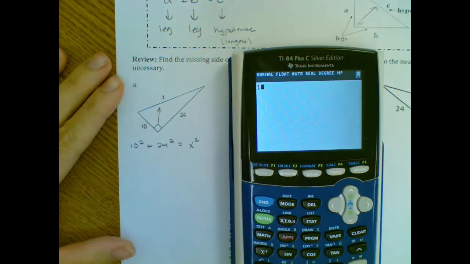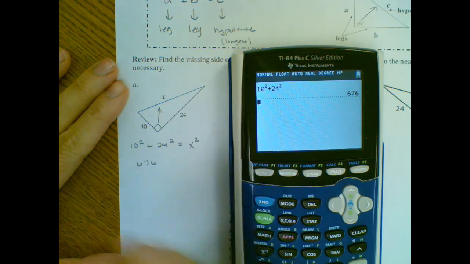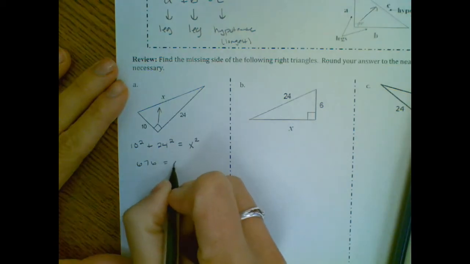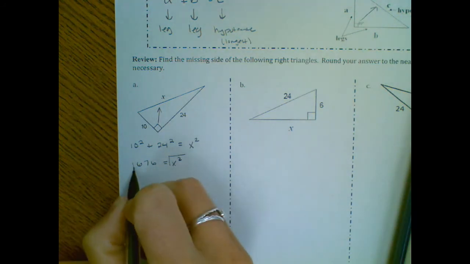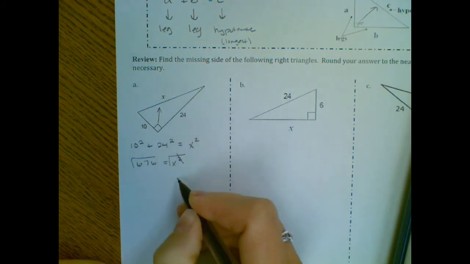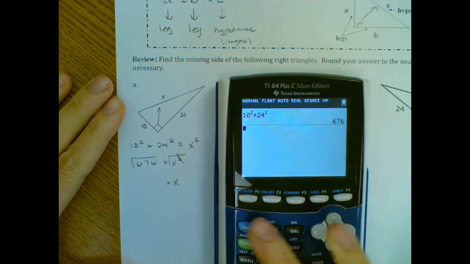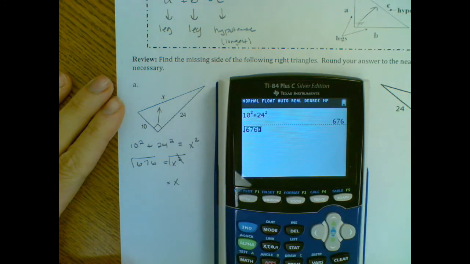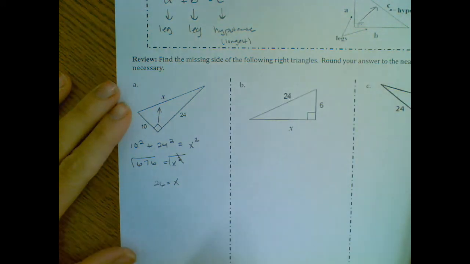Okay, so if I do 10 squared plus 24 squared in my calculator, I get 676 equals, and we still have our x squared left. In order to get rid of this square, I have to square root both sides. So what happens here is the square root and the square cancel out, so I'm left with x. And then in my calculator, I'll do the square root of 676, which is 26. So x is 26.